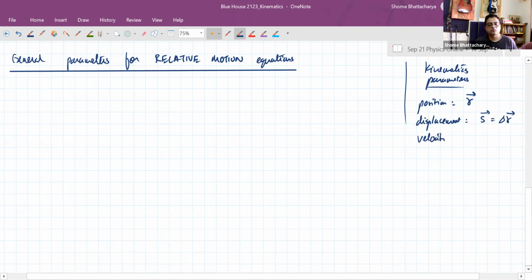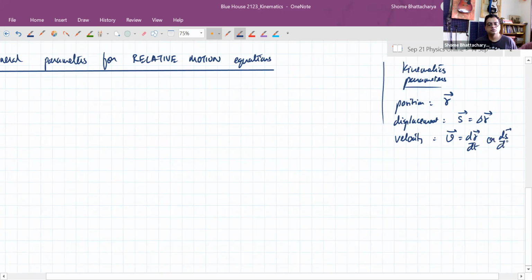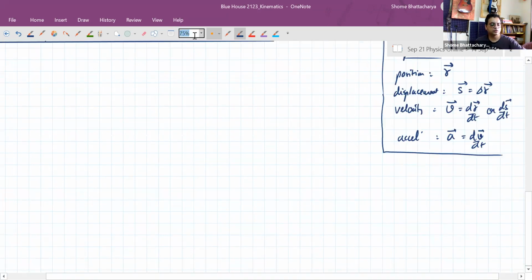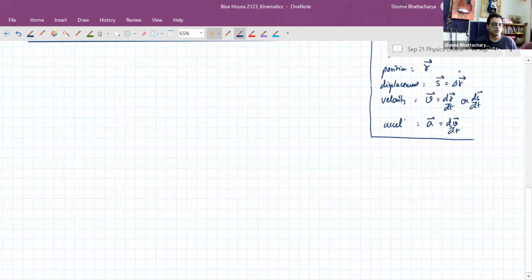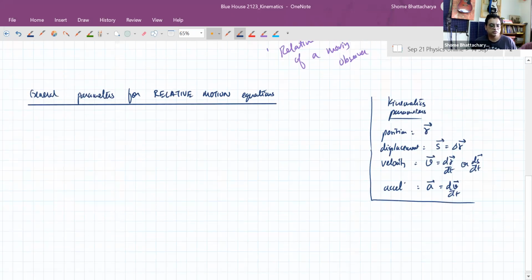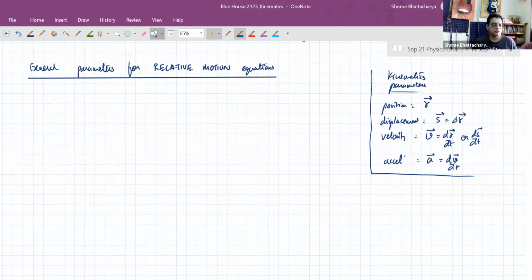Velocity, defined by rate of change of position or displacement with respect to time. And acceleration, rate of change of velocity. So these type of parameters we will redefine here, but we will redefine in context of relative motion. So we'll once again list out and learn how to write these parameters, but in the context of relative motion. So let's understand the whole idea here.